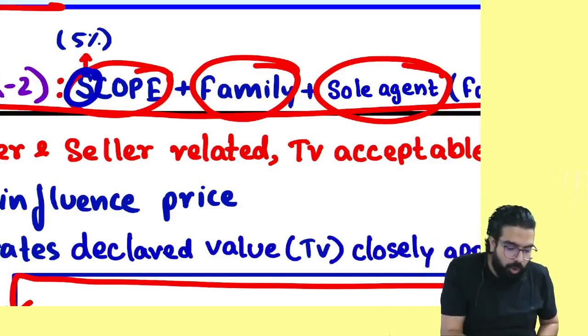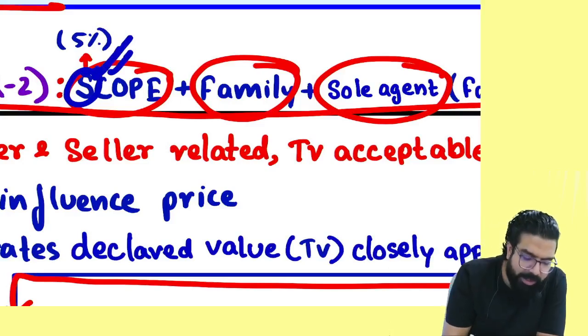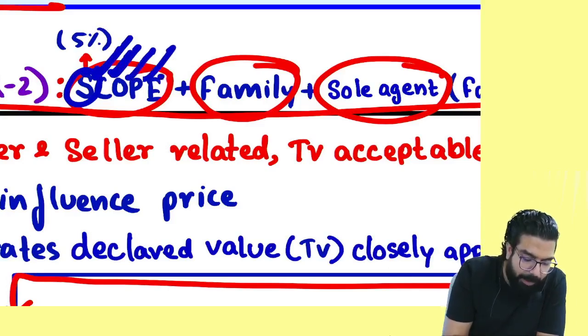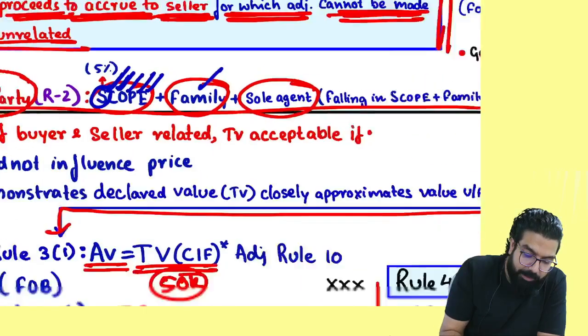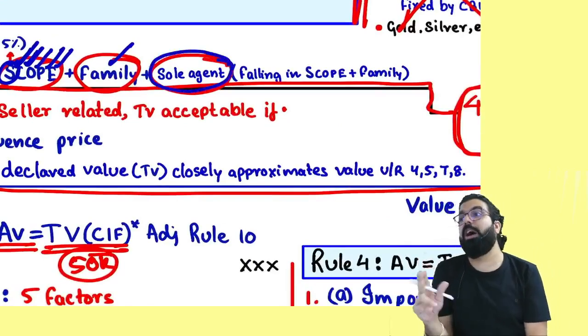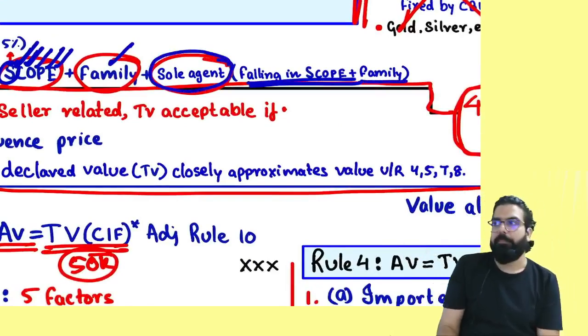Remember one thing, this one. Scope plus S. S for shares greater than or equal to 5%. C for control. O for officer or director. P for partner. E for employer and employee. And then family. But sole agent in customs is not a related person unless the sole agent falls in scope plus family.